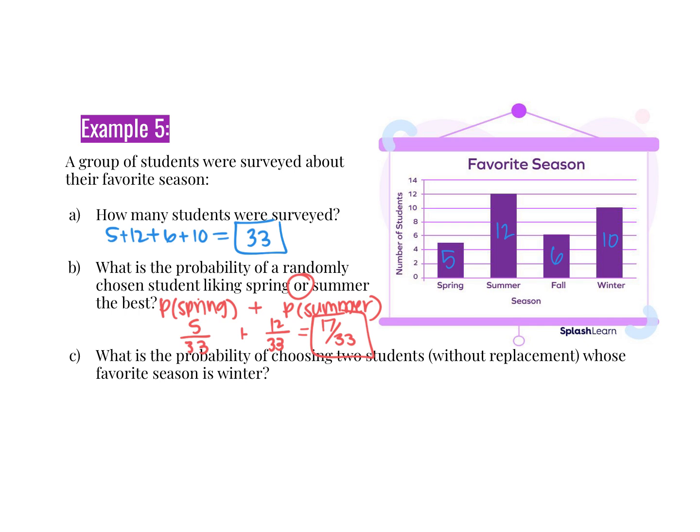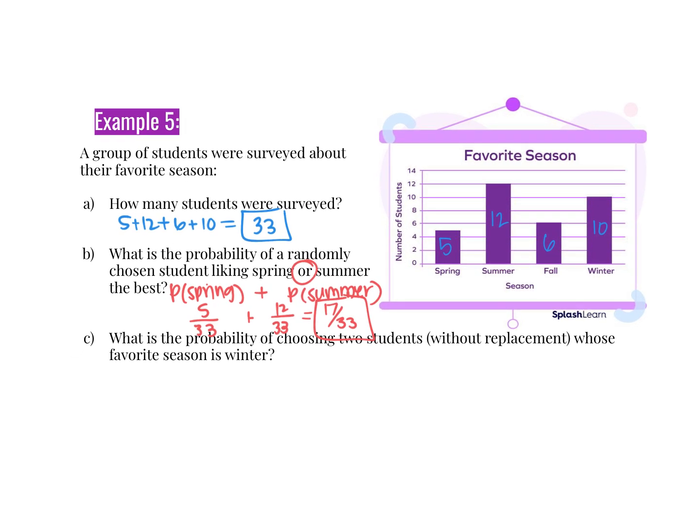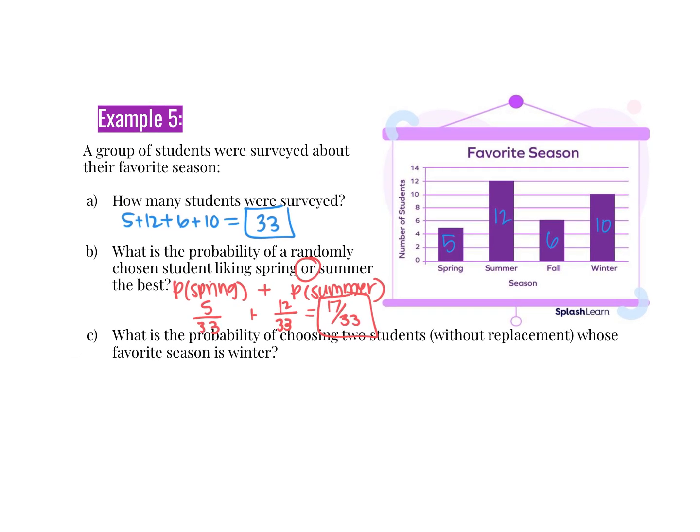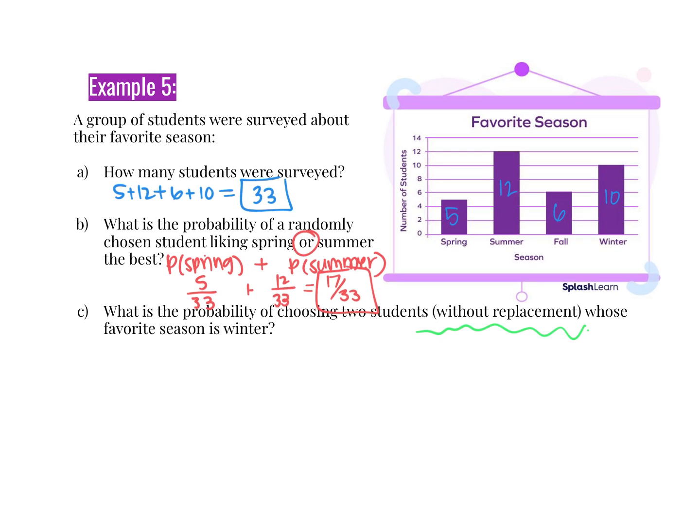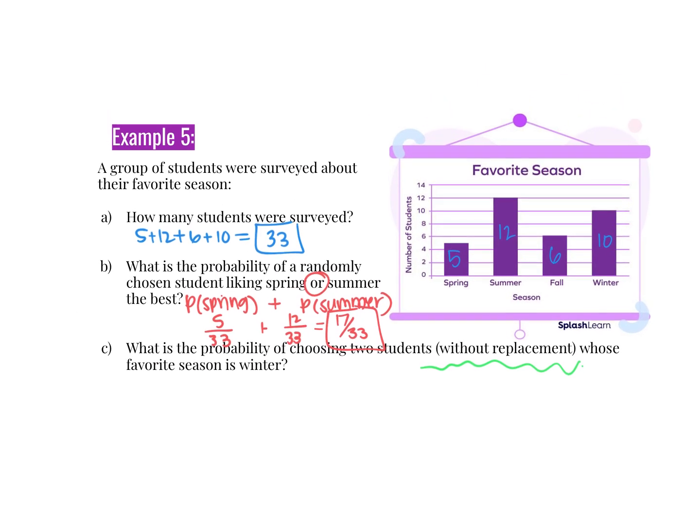Last but not least, we've got what is the probability of choosing 2 students randomly, without replacement, whose favorite season is winter. So let's say you threw all these people's names in a hat. You're going to choose 2 out. You're not putting them back. What is the probability you get 2 winters?